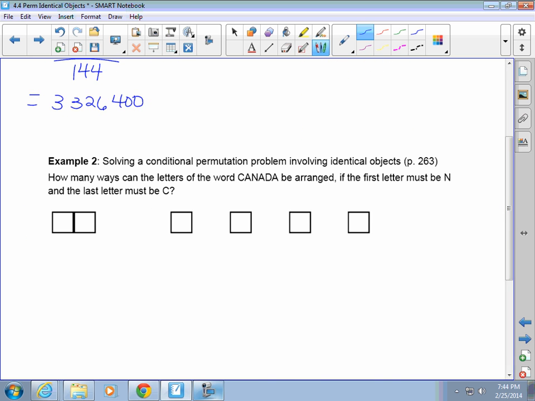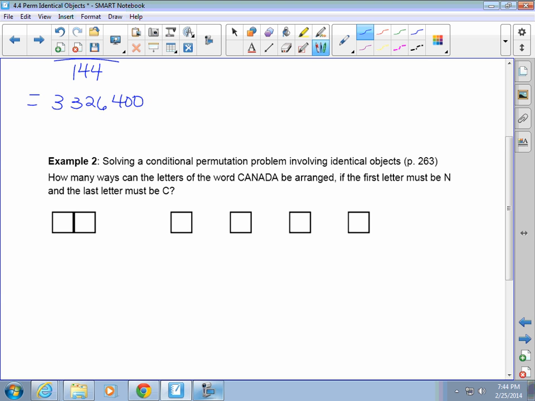Number 2. How many ways can the letters of Canada be arranged if the first letter must be N and the last letter must be C? So they're putting some stipulations on what you're doing here, and once you have those kinds of restrictions, that's going to limit how many arrangements you have.